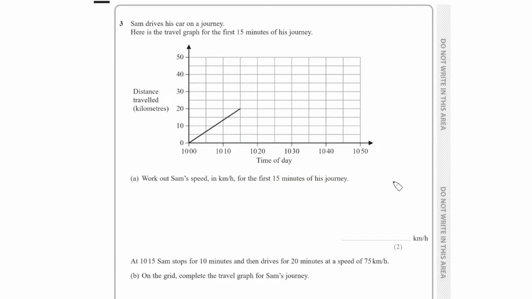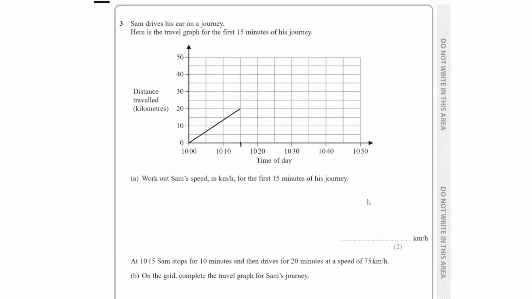So question 3, we've got Sam drives his car on a journey. Here is the travel graph for the first 15 minutes. You can see it's obviously time of day, like 10, 15 and so on. Work out Sam's speed in kilometers per hour for the first 15 minutes.